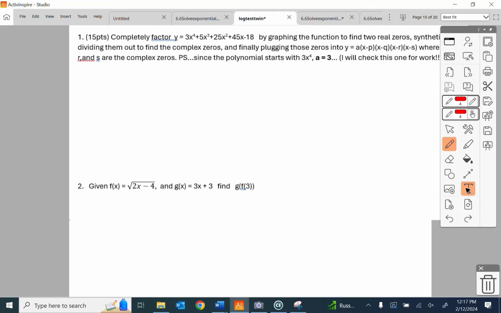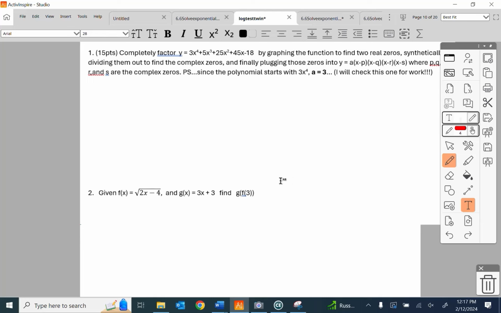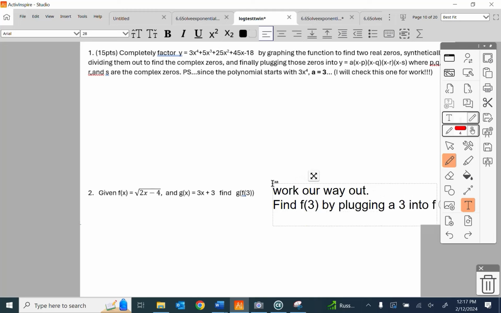All right, so let's find g of f of 3. What we're going to do on this one is we're going to work our way out. We're going to find f of 3 by plugging in a 3 into f, and then we're going to plug that result into g, because that's what it says, g of f of 3.